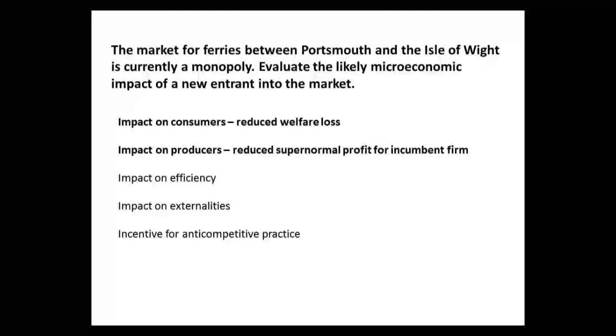In terms of producers, well, the incumbent firm is likely to see a reduced level of supernormal profit because their demand will decrease. I can show that on a diagram as well. Perhaps some impact on efficiency and externalities, but I think quite clearly a big impact on the incentive for anti-competitive practice. We've moved to a duopoly. There's now 2 firms, which means there's a strong potential for collusion. I could draw a game to demonstrate that the 2 firms may well collude in order to try and charge the higher price. Those would be my 3 analysis points.